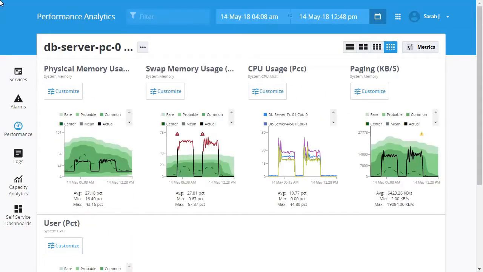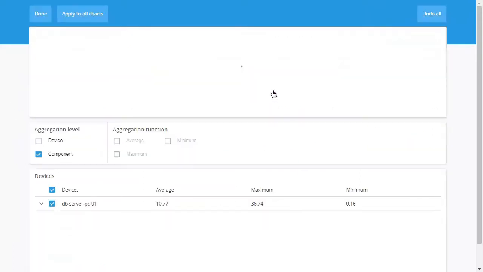Sarah now wants to look at the CPU usage. She removes some of the CPUs from the chart to get a better understanding of what is happening. As she clicks on each CPU, the CPU is removed from the chart. Sarah now clicks on the customized chart icon to get a different view of the chart. Notice the chart shows the details for each CPU.